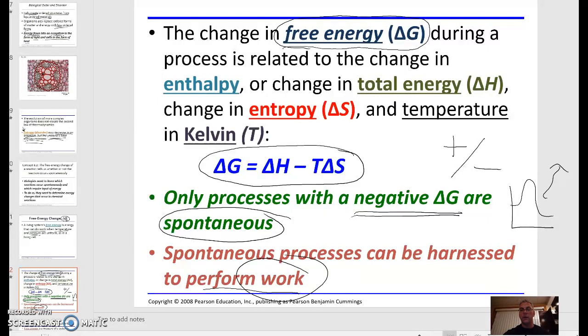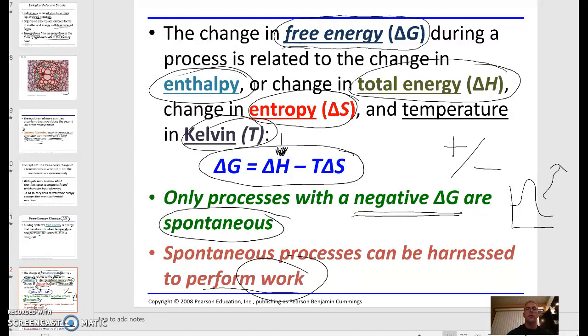Looking at the formula, our delta G is made up of our total energy, which is referred to as enthalpy. Now I know these two words, entropy and enthalpy, are very close in terms of how they sound, but they definitely have a different meaning. So we take our total energy, otherwise known as our enthalpy, and from that we subtract the value of entropy multiplied by our temperature in Kelvin.